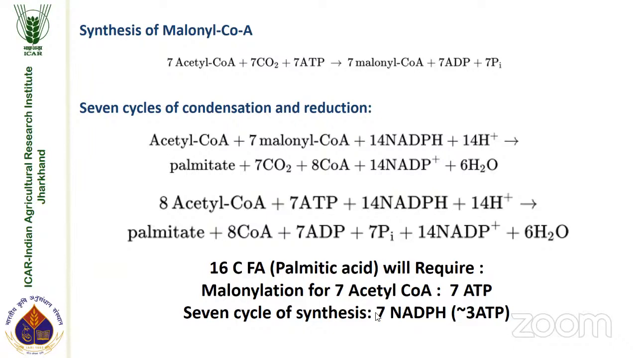Based on that, for synthesis of this 16 carbon fatty acid, you will have 7 times 3, 21, plus 7 ATP, meaning 28 ATP. But in the last step, the action of the thioesterase enzyme also requires GTP, so another ATP will be consumed. So 27 ATP will be required for production of one fatty acid of 16 carbons.